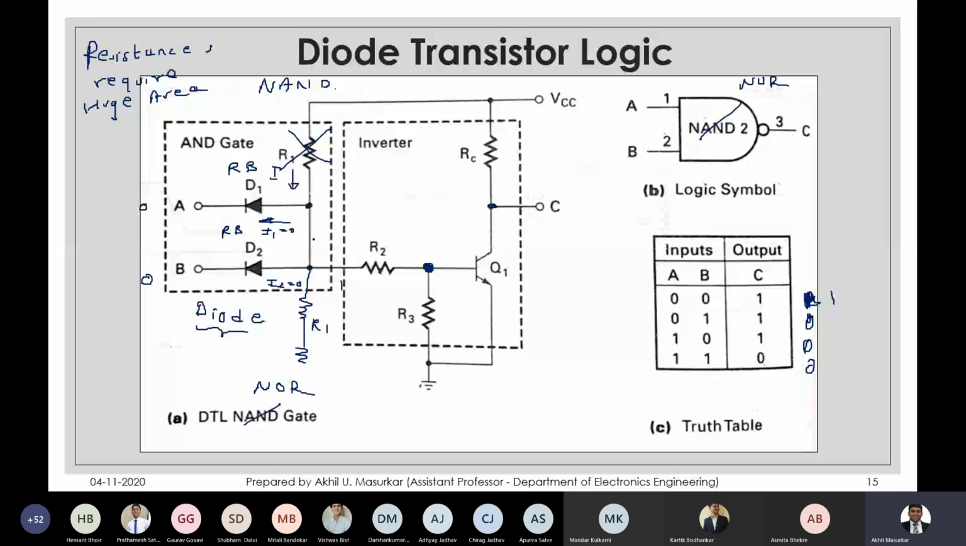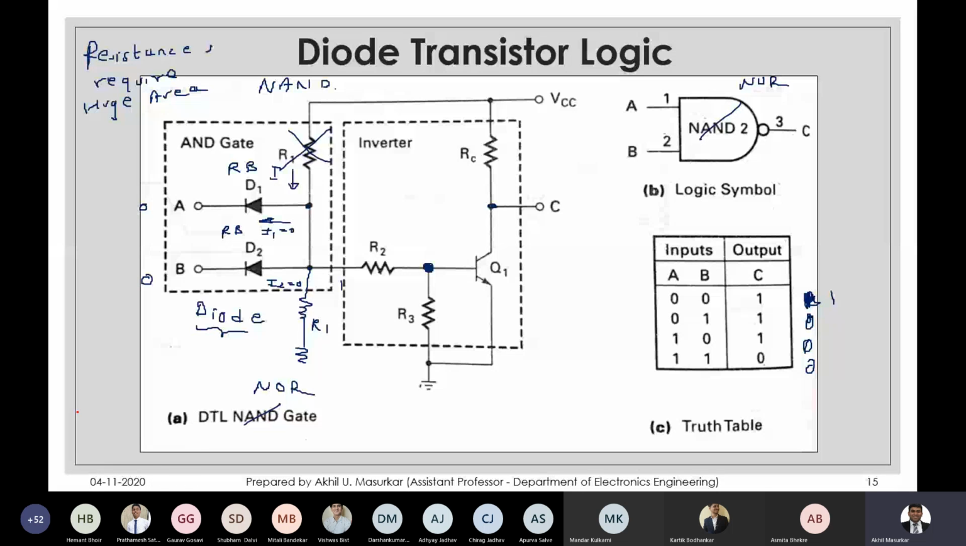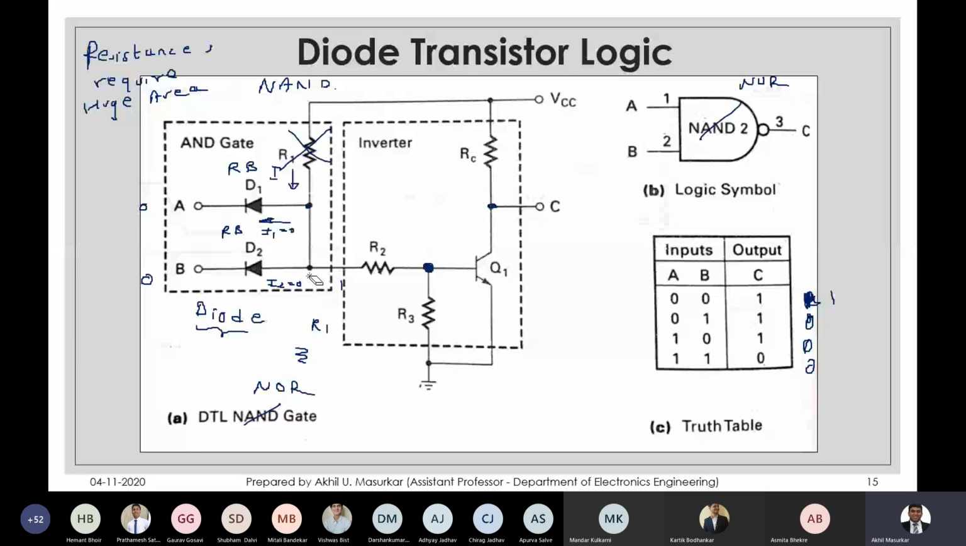So I just wanted to do this to get more clarity. I'm just removing this R1 for the time being. Let's make this as it is. Please understand this circuit very well. Okay.